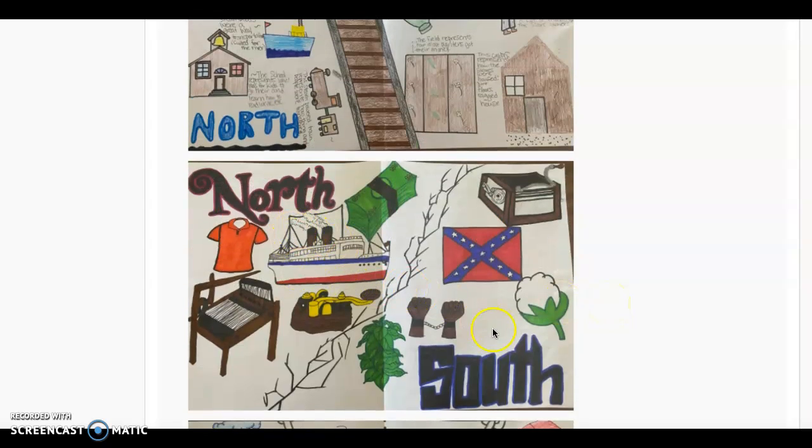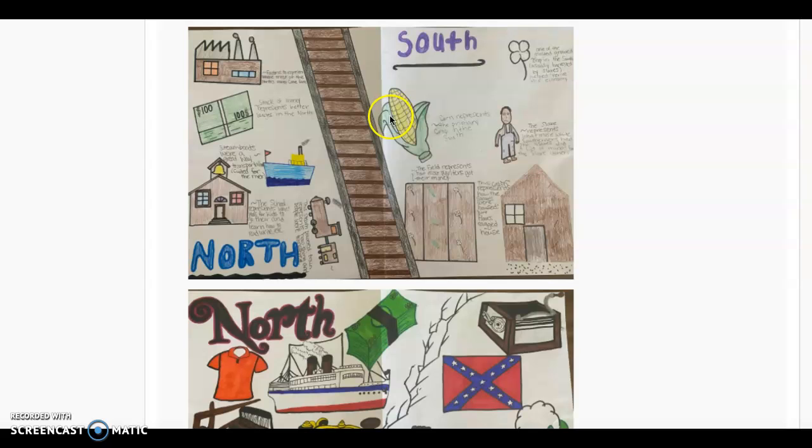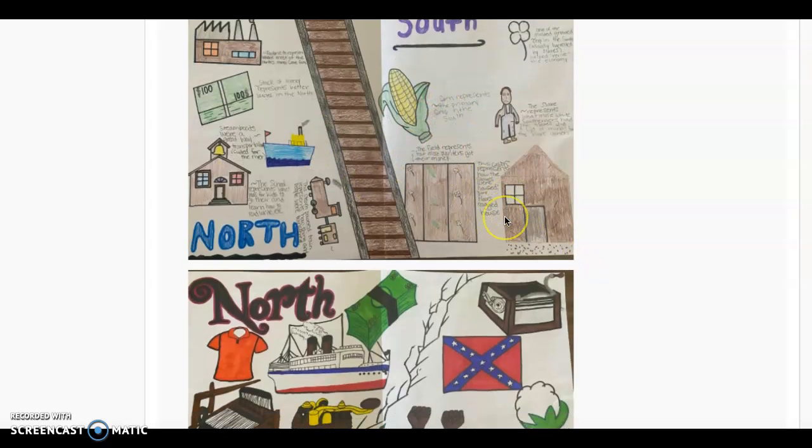Notice this one is missing the captions, so even though it's awesome artwork, they lost points because they didn't have the captions explaining what they were representing. And this one has great captions that explain. Your captions don't have to be super long by any means, but they should explain to me what your pictures are showing, okay?